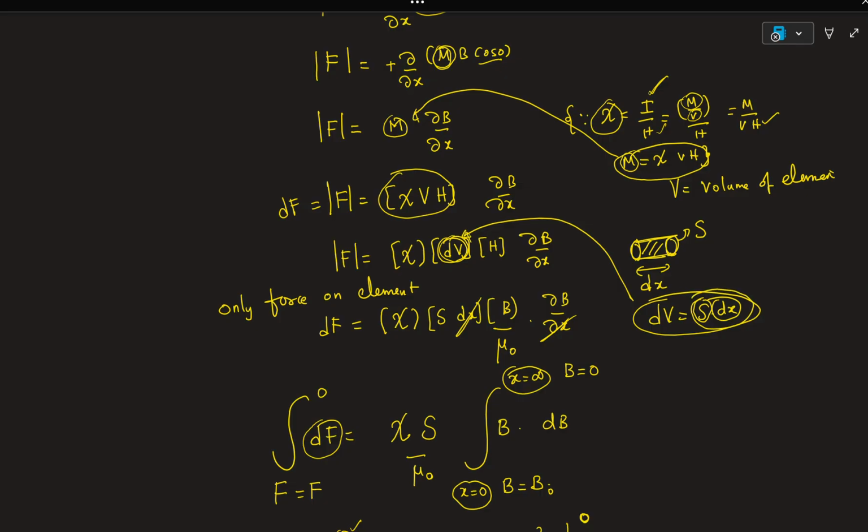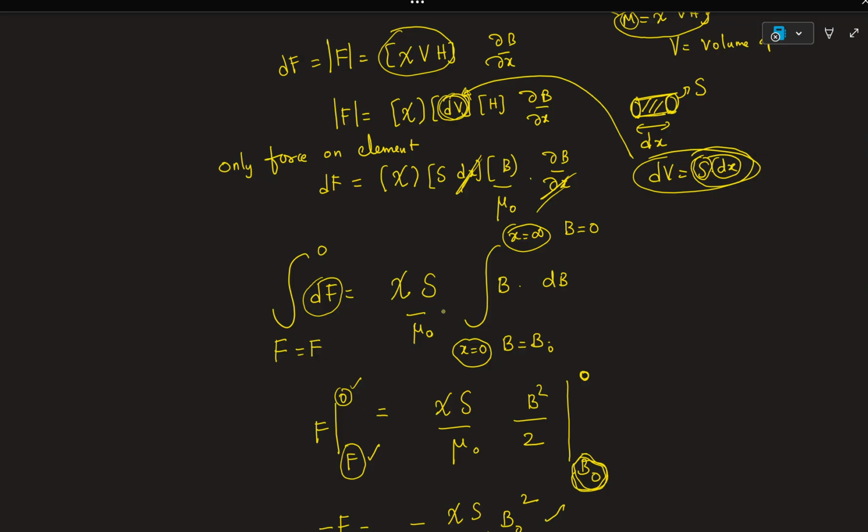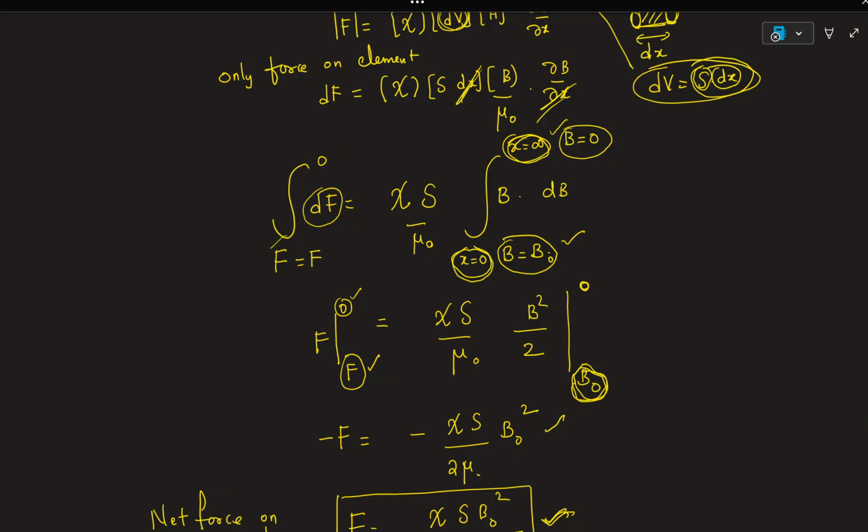into the length of the element, and the dx cancels, and integrate from x equal to 0, the initial position, to infinity. Let us see the magnetic field limits. Initially, at the origin, the magnetic field is B naught. At infinity, the magnetic field is 0. At the origin, the total force acting on the rod is F, and at infinity, the element force is 0.